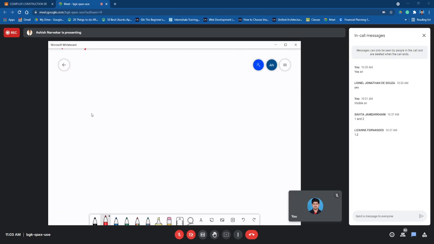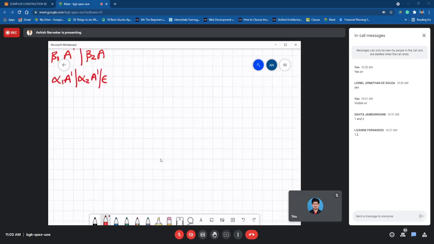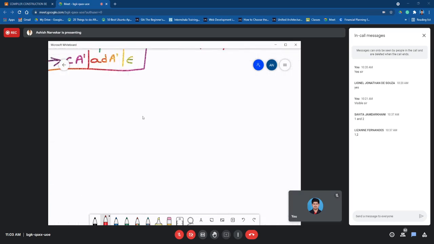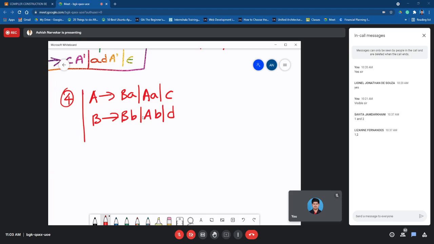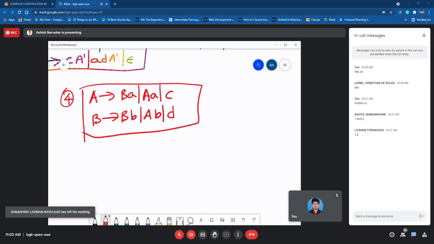Okay, so we have solved some examples, right? What I can do here is I can take up the fourth problem, okay, and solve it later. A derives BA or AA or C. Then we have B derives capital B small b, or capital A small b, or D. Okay. Please see that you all complete this problem today. I mean, solve this problem today before we all come for tomorrow's class.